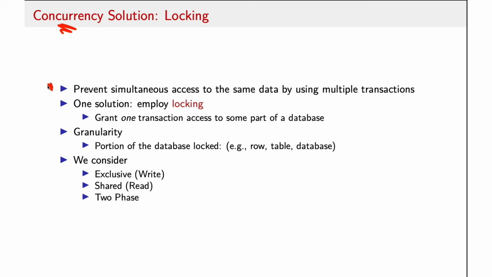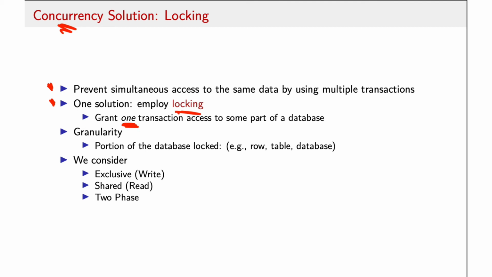So we want to prevent simultaneous access to the same data when we have multiple transactions in flight. And locking is a common and time-honored solution to this problem. So essentially what we're saying when we talk about a lock is we're going to give access to one transaction to some portion of the database.